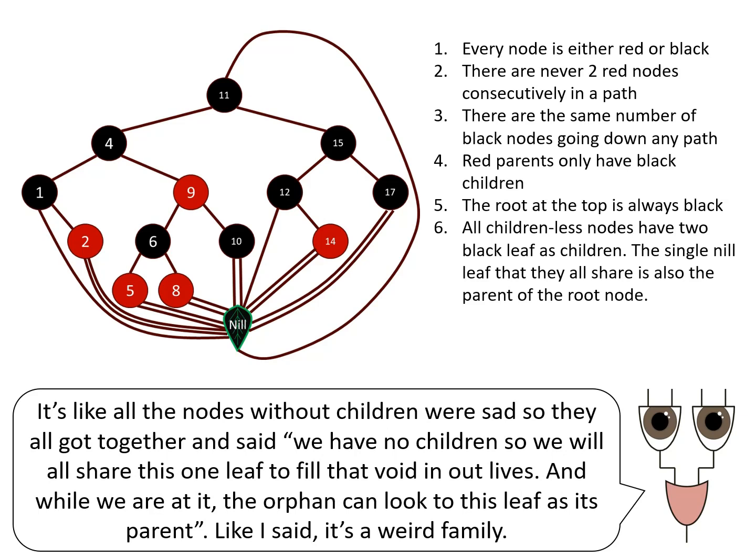It's like all the nodes without children were sad, so they all got together and said, "We have no children, so we will all share this one leaf to fill that void in our lives. And while we're at it, the orphan can look to this leaf as its parent." Like I said, it's a weird family.